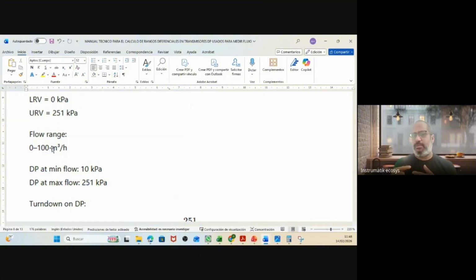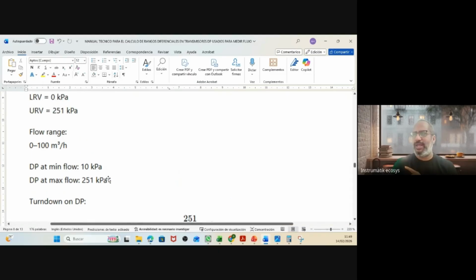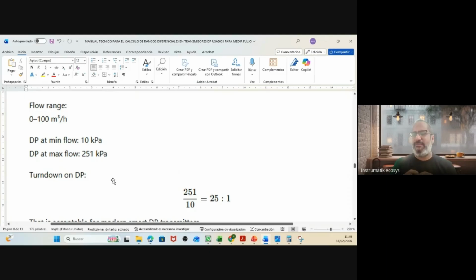From it can be 0.1, 0.1, 0.2, but the difference is that in those values it's not accurate. Turn down ratio means that the measurement is very accurate in that values between, let's say, 25 kilopascal, for example, to 251. So in that differential pressure range, the measurement is very accurate.